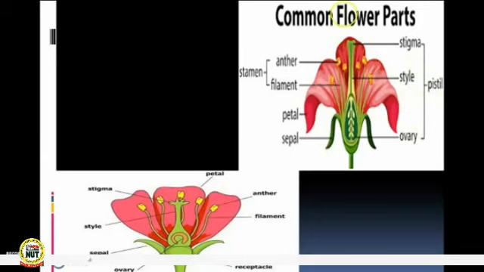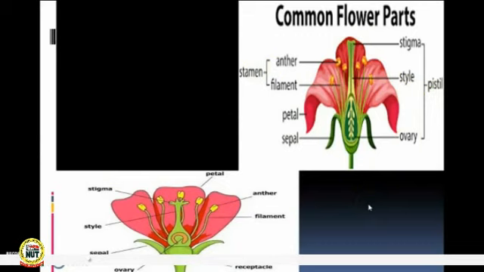Look at the structure that I showed you under the carpel. It is located at the center of our flower. This is the carpel that consists of the ovary, the style, and the stigma. While this one down is also a complete flower, but not having these components like the stamen and the pistil.